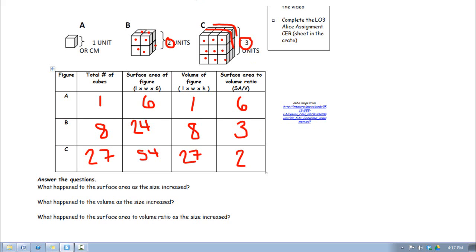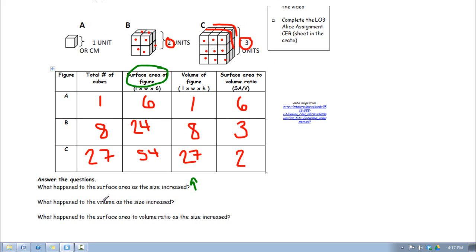Let's analyze this. Look at the questions at the bottom. What happened to the surface area as the size increased? So as we got bigger, we went from A to B to C. What happens to the surface area as we go down the column? Well, surface area is getting bigger. We go from 6 to 24 to 54. That makes sense. Look at the pictures. A only has 1 unit on each side. B, we're getting bigger, so there's more surface area. C, even bigger, there's more of a surface, therefore there's more surface area.